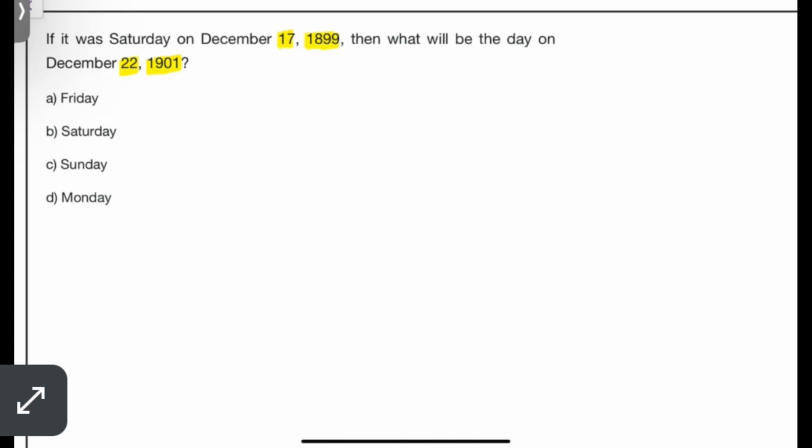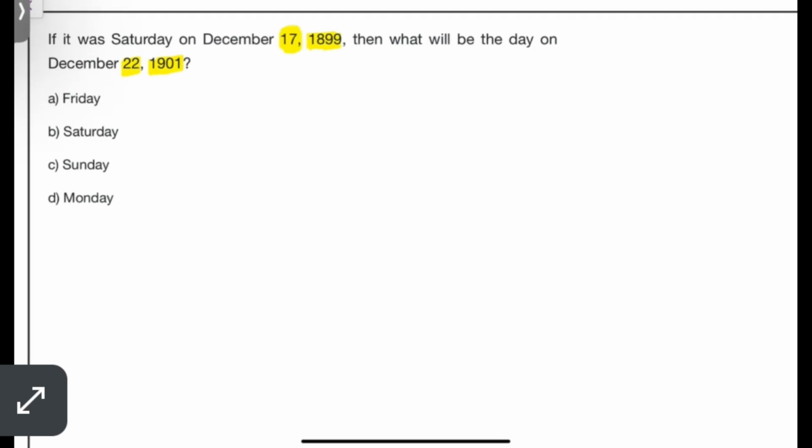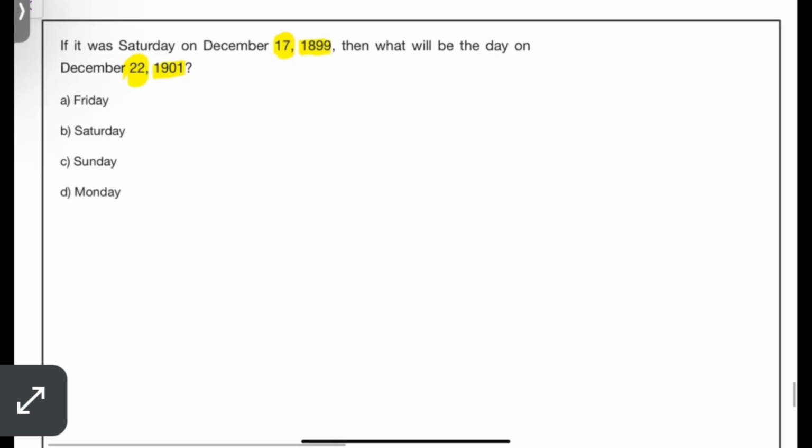In that case, we tend to get confused while solving because we need to find how many odd days there are, and this is a different date as well. This is December 17. This is December 22. In that case, sometimes the question tends to be a bit complicated. Sometimes the question can be 1799 also, and you'll be asked to find this year also. In that case, it is a bit hard.